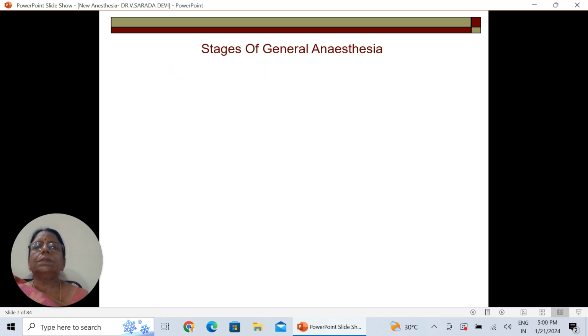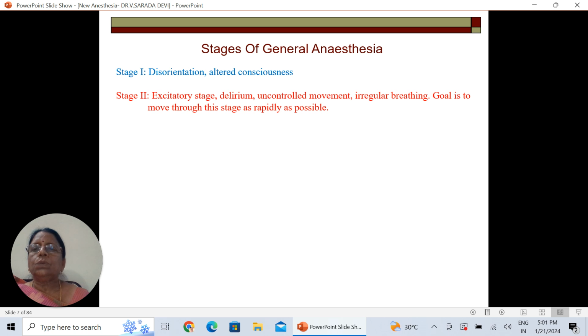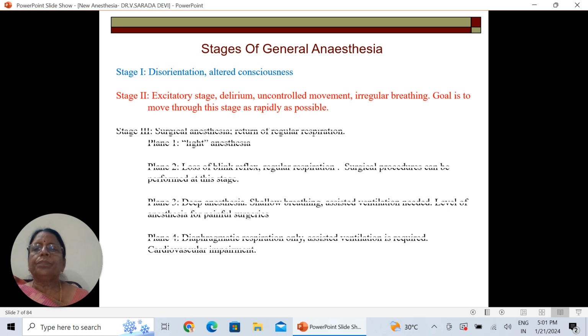What are the stages of general anesthesia? These stages cannot be seen with all anesthetic agents. They are mainly seen with ether, but that is outdated and not used nowadays. But at least some of the stages we can see with anesthetic agents. Stage 1 is disorientation and altered consciousness. Stage 2 is the excitatory stage: delirium, uncontrolled movement, irregular breathing. The goal is to move through this stage as rapidly as possible.